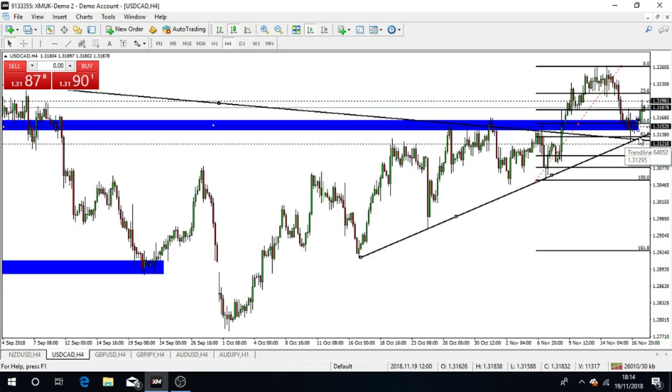Now we did push back up and we did hit take profit. With our stop loss set just below the 61.8% retracement at the 1.3121 level, and our entry set just below our 50% retracement at the 1.3152 level, and our target set at the 1.3198 level.